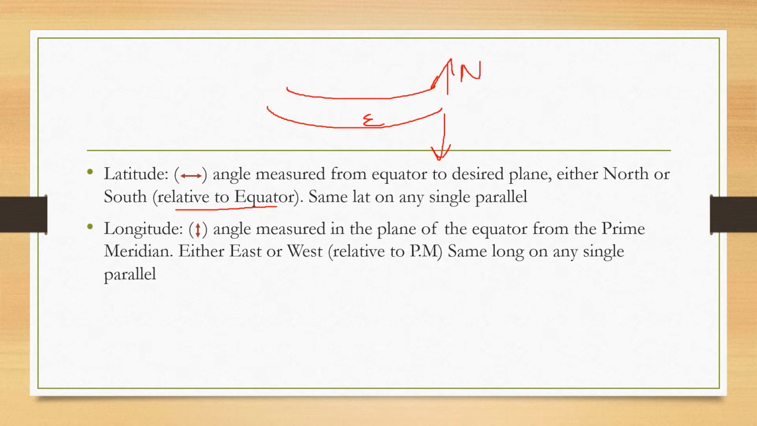If you are this way, you are now going south. It is the same latitude on any single parallel. If you're over here, you're still, let's say, 5 north. If you're over here, you're still 5 north. If you're over here, you're still 5 north.